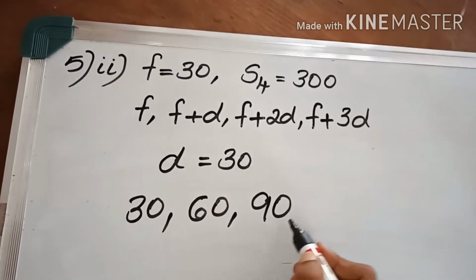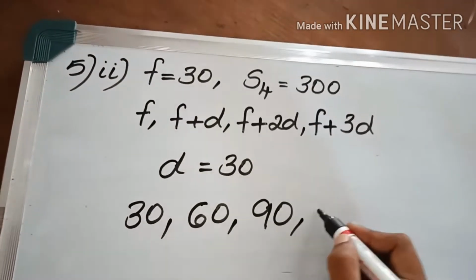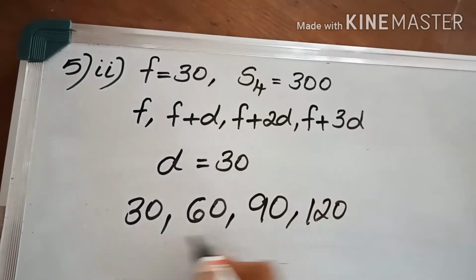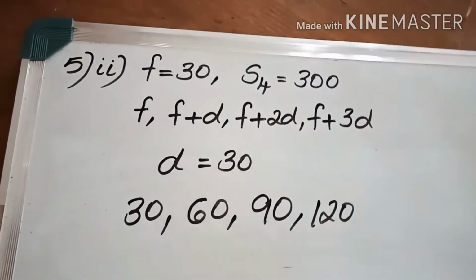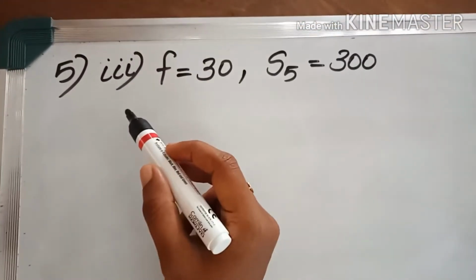Okay, the first 3 terms are 30, 60 and 90. When we write the next term, the fourth term will be 120. Now the sum of these 4 terms will be 300. Only 3 numbers are enough. Okay. Now the third sub question.